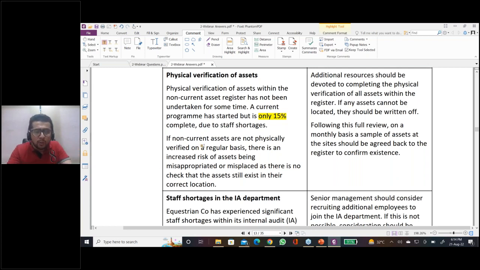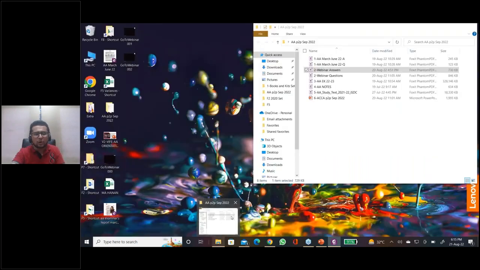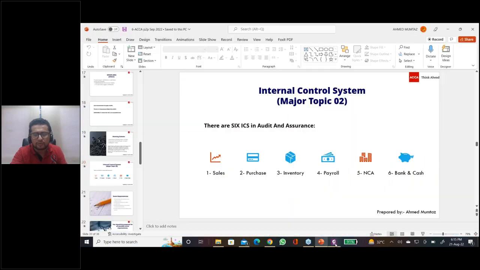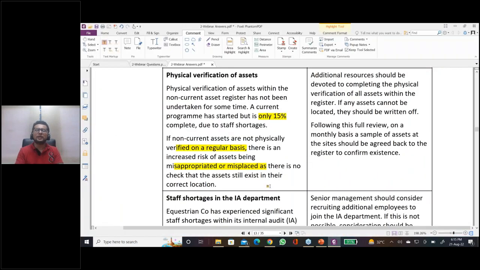So what's the key word here? Misappropriated or misplaced, not verified physically on a regular basis. So this is how you are going to get another half mark. This is how you are going to explain the deficiency, and this is how you are going to get complete 1 mark.